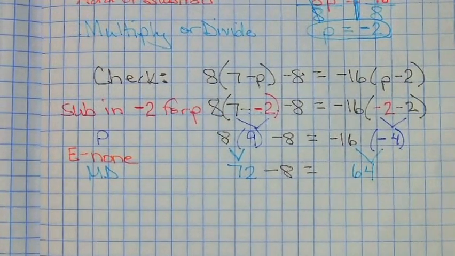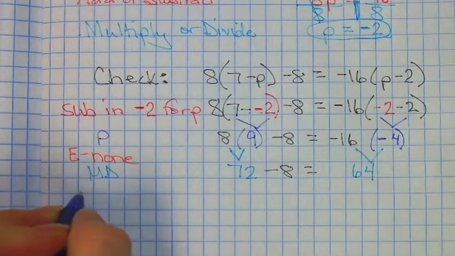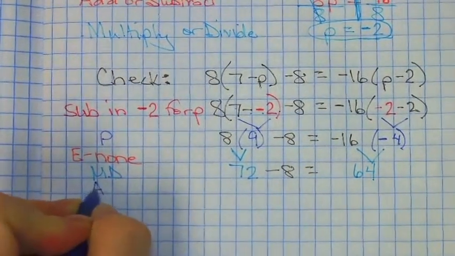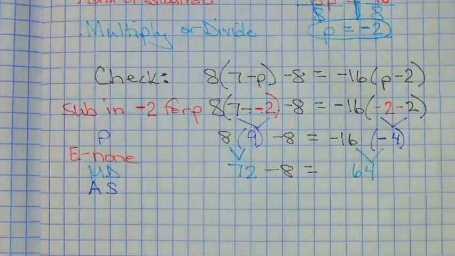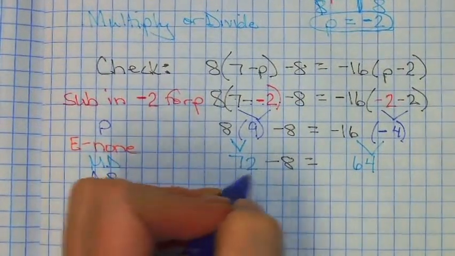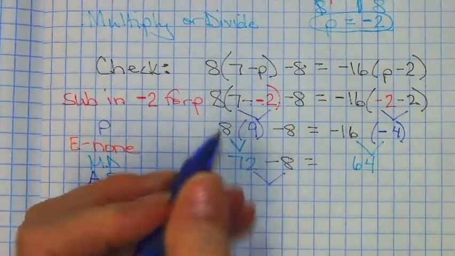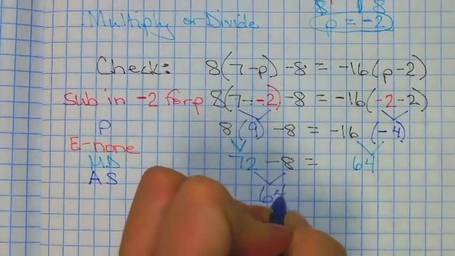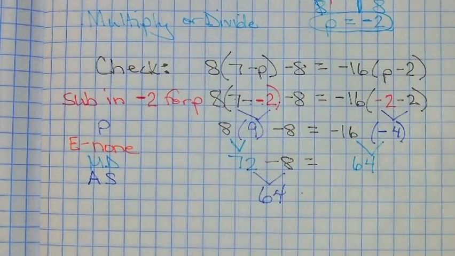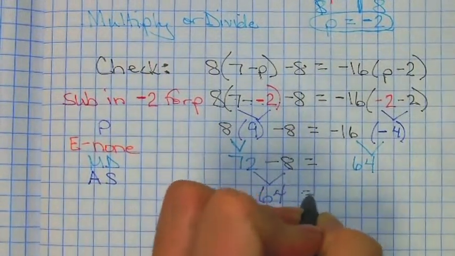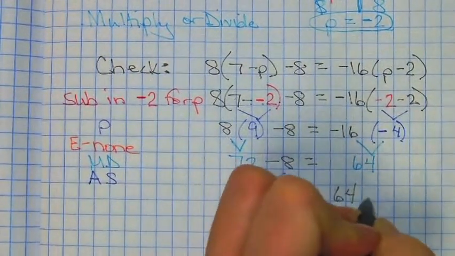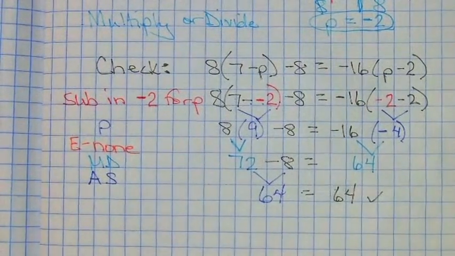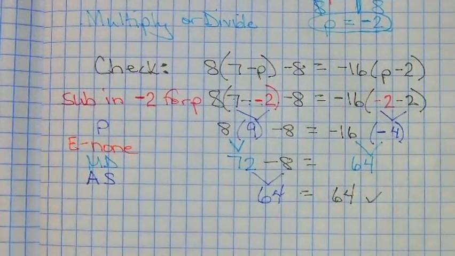Our final step is going to be add and subtract, again going left to right. There's only one. 72 minus 8 is 64, which does in fact equal 64. Good check. I know it's a lot of steps.